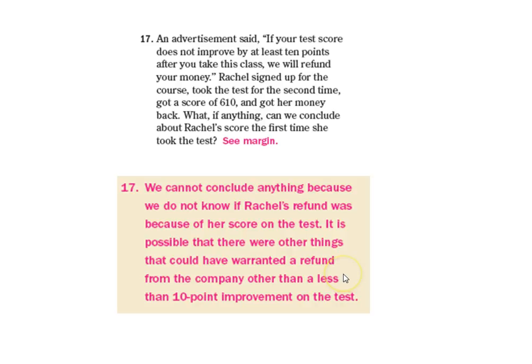So maybe not the best explanation there, but if she got the money back because she got less than a 10-point improvement, then the converse would also be true. So if you get your money back, then your test score did not improve by at least 10 points. And that converse is false because, and that's what they're getting at here, there are other ways of getting your money back outside of not getting at least 10 points improvement. It's not only under the condition that your test score does not improve by 10 points that you will get your money back. That's not the only way you could possibly get your money back. There are potential other ways as well. So we can't conclude anything because there could have been other reasons.